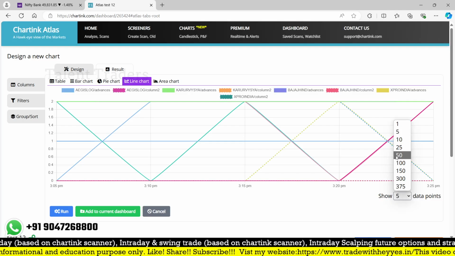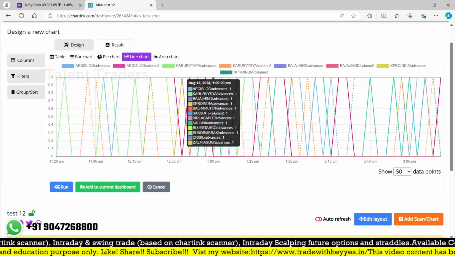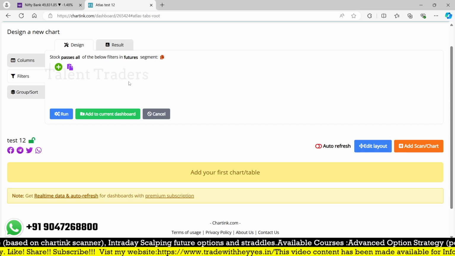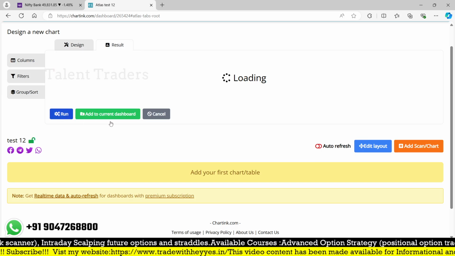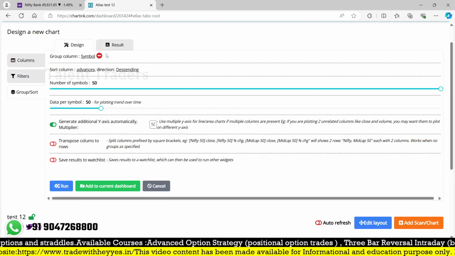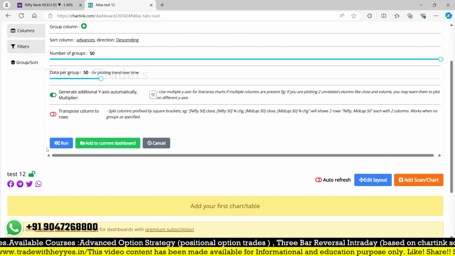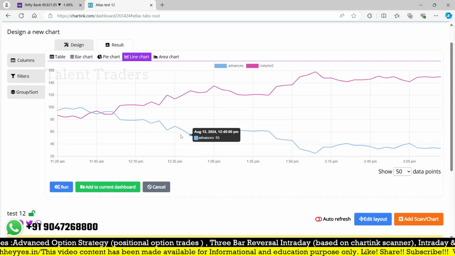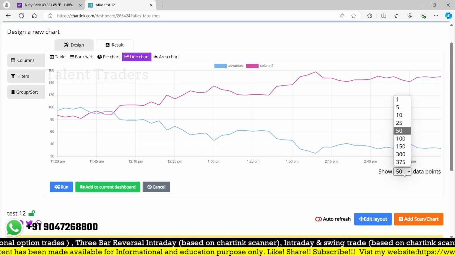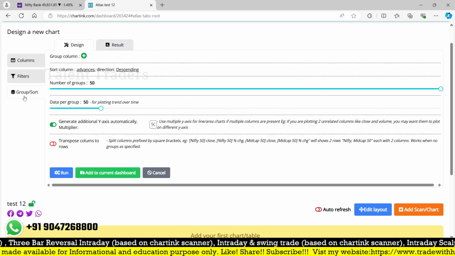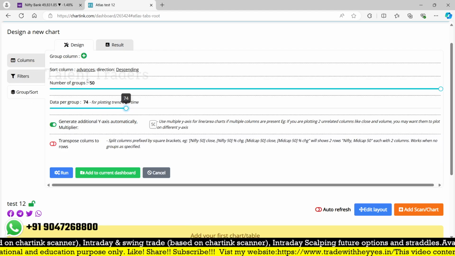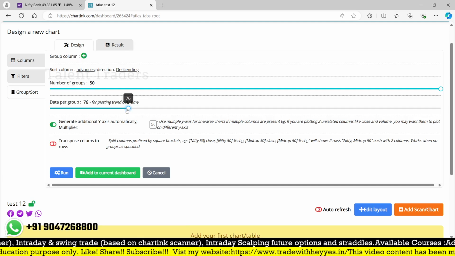70 or 50. So how many stocks? But we are going to find out only in futures and options shares. If you are making this for futures and options shares, let me run this, and it will show you like this in this filter. In the group count, we have to run this, and this is what we got. This is showing you only 50 data points. We have to have 74 data points because the 5 minutes candle is taken. So 74, or 75 maximum.